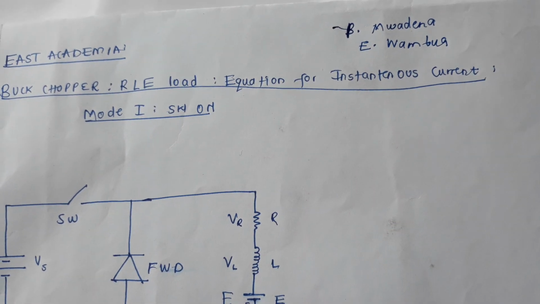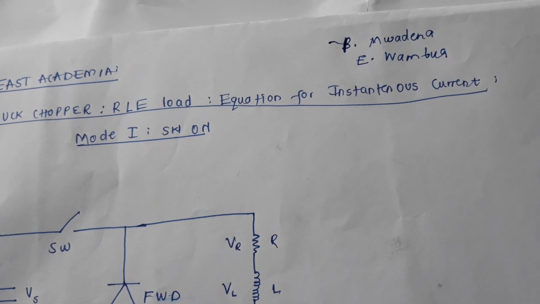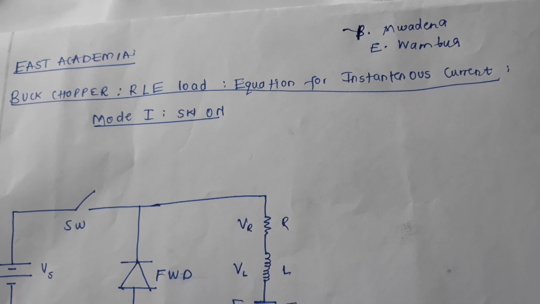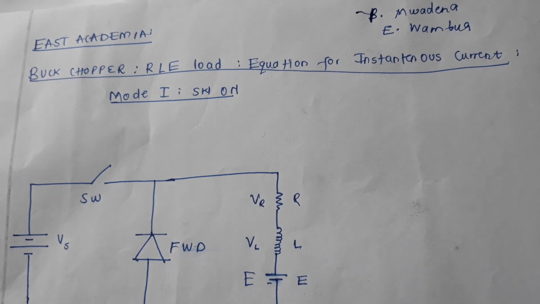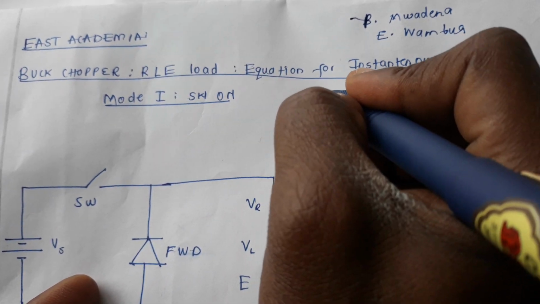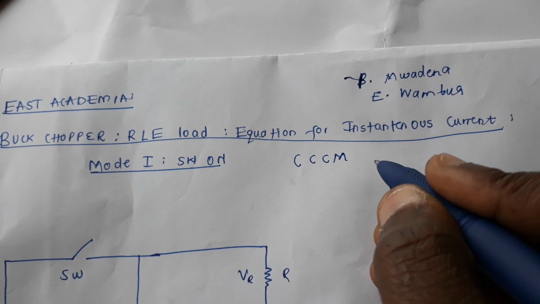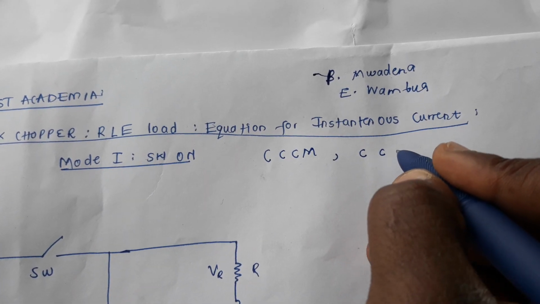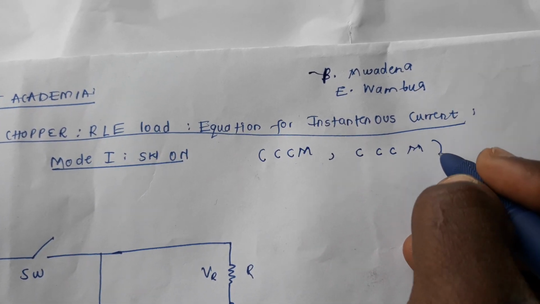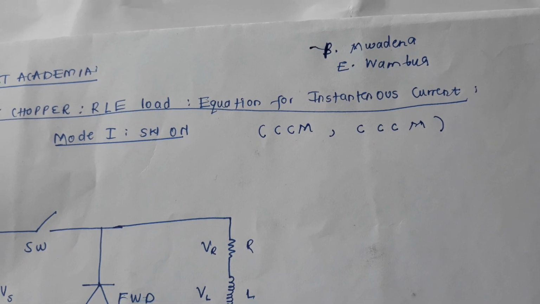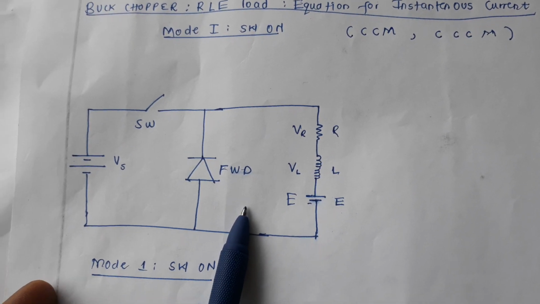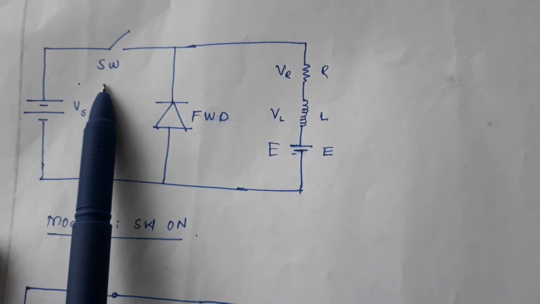So today we are going to derive the expression for instantaneous current for a buck chopper with an RLE load, operating in continuous conduction mode, CCM. Other texts refer to it as continuous current conduction mode, CCCM.